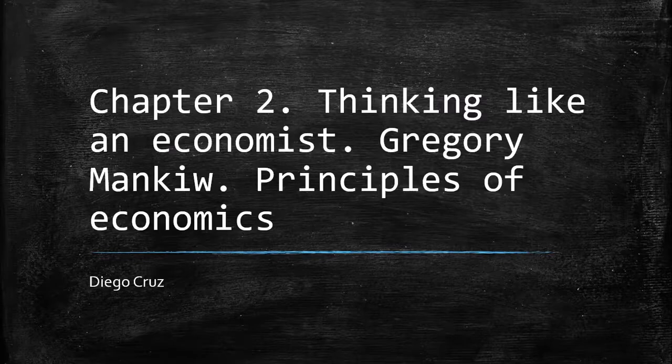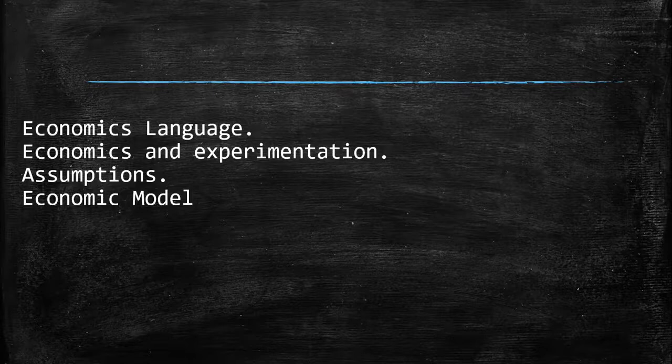Okay, welcome everyone. In this video, I'm going to explain chapter 2, which covers the topic of thinking like an economist. This is a book by Gregory, called The Principles of Economics.